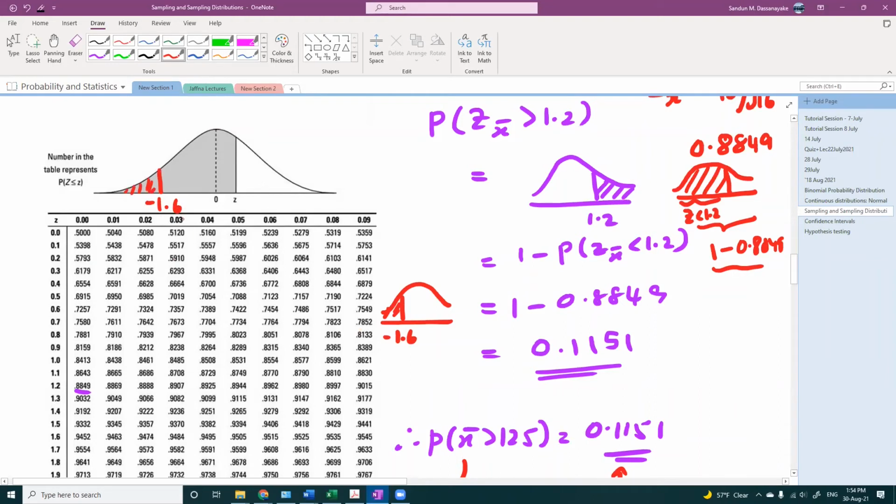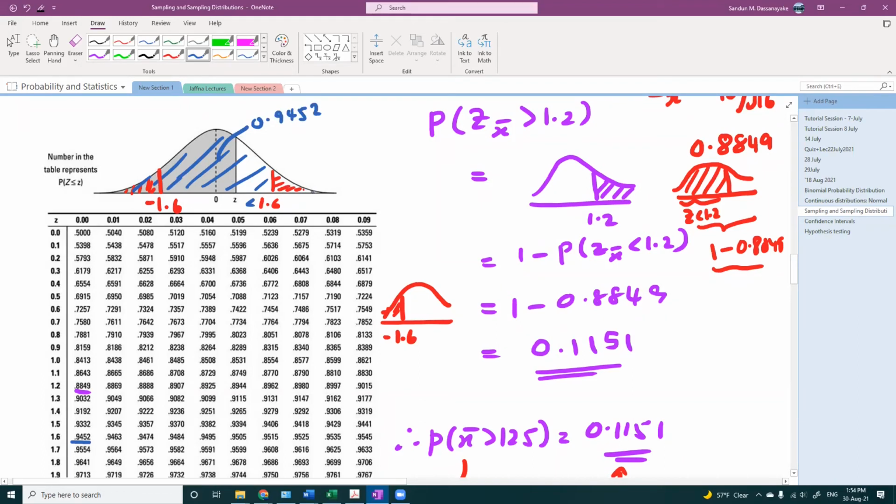In order to find this area, you know that this area is symmetrical to the area here to the right side, that is greater than 1.6. However, because the table is giving you only the area to the left side, you cannot calculate this area directly. But what you can do is estimate this other area from the table, Z less than 1.6. So Z being less than 1.6 is 0.9452. So that is this area.